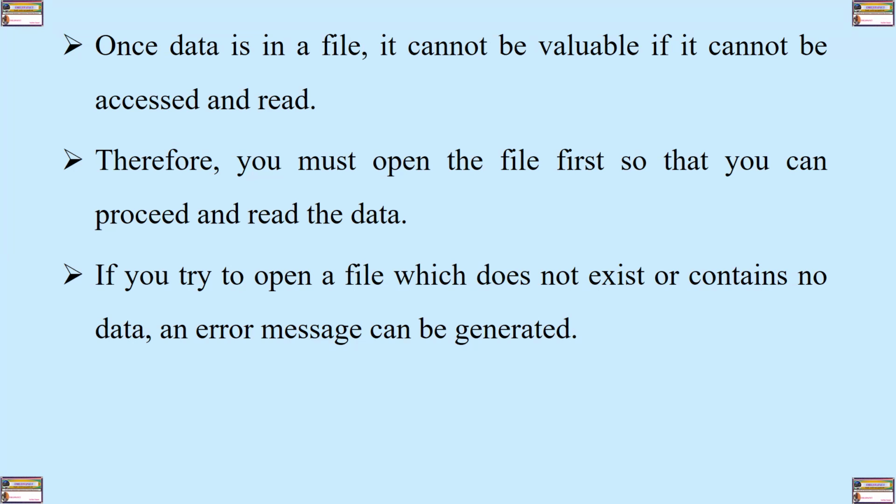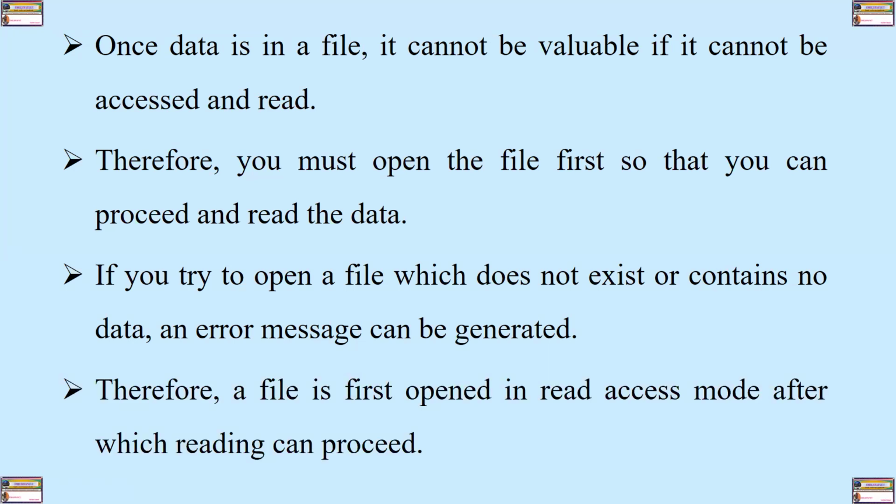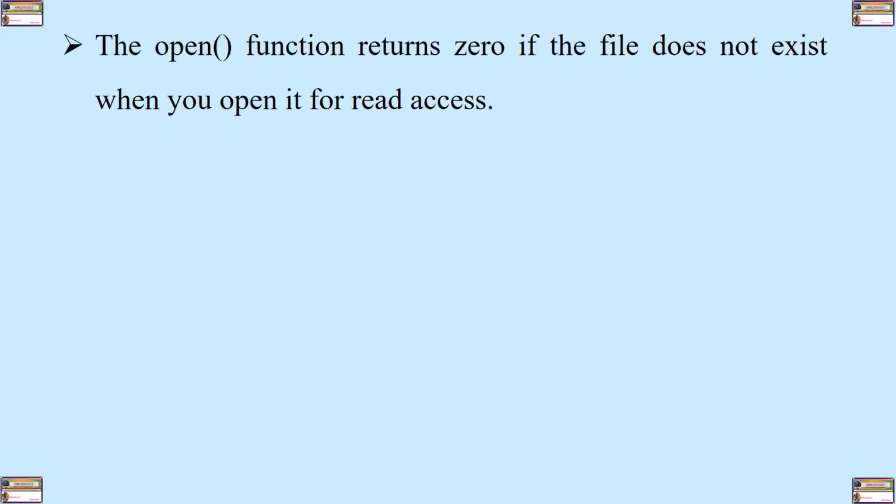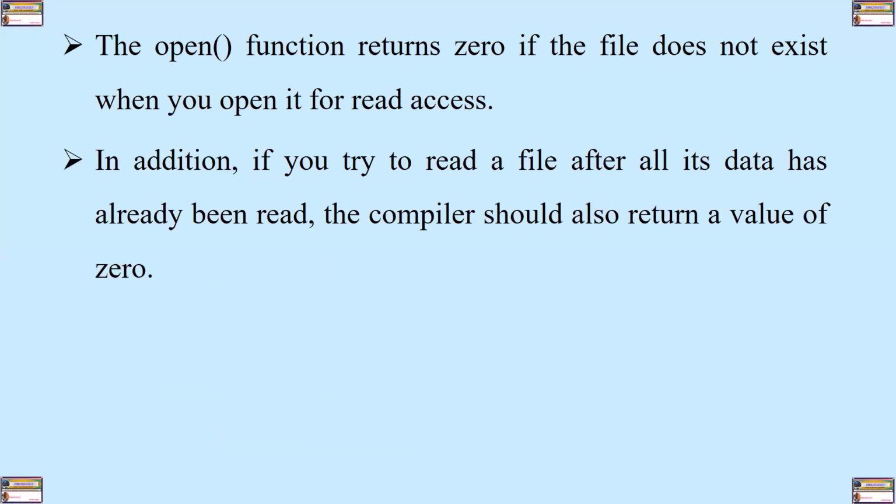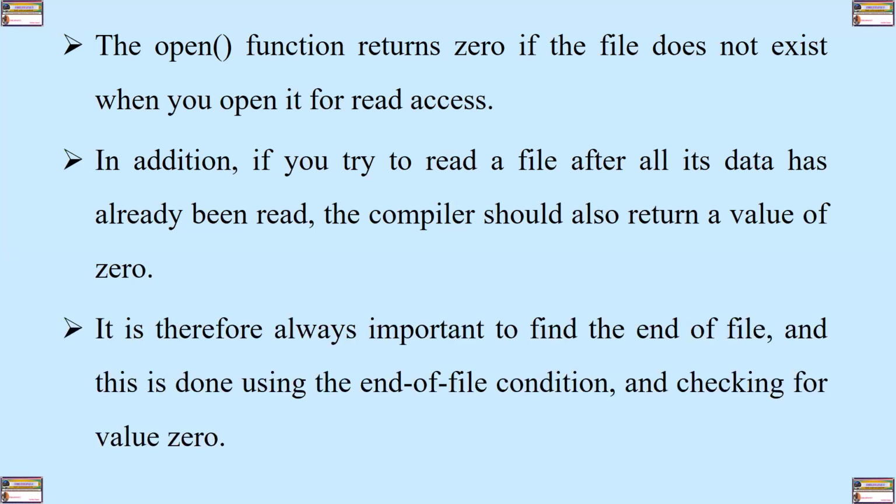So if you try to open a file which does not exist or it contains no data, an error message should be generated. Therefore, a file is first opened in read access mode, after which reading can proceed. The open function returns 0 if the file does not exist when you open it for read access. In addition, if you try to read a file after all its data has already been read, the compiler should also return a value of 0. It is therefore always important to find the end of the file, and this is done using the end of file condition and checking for value 0.